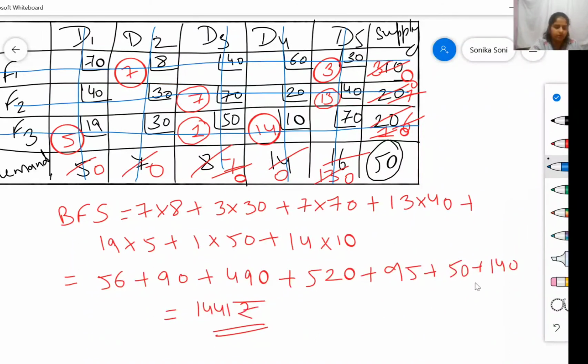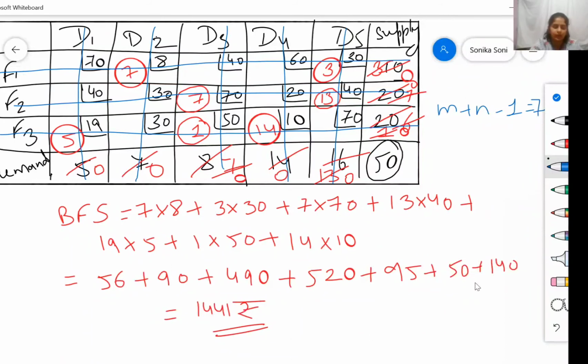So to check whether it is degeneracy or non-degeneracy, we have the formula, which is m plus n minus 1, which should be equal to the total number of allocations. How many allocations do we have here? 1, 2, 3, 4, 5, 6, 7. We have a total of 7 allocations.